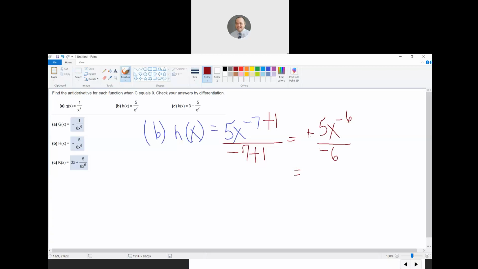Sorry, I have an extra negative there. The last thing to do is rewrite our negative exponent back as a positive. So we'll take the x to the negative 6 power and move it to the bottom. So negative 5 over 6x to the 6 power is correct. You would actually do the same thing for questions A and C with the fractions.